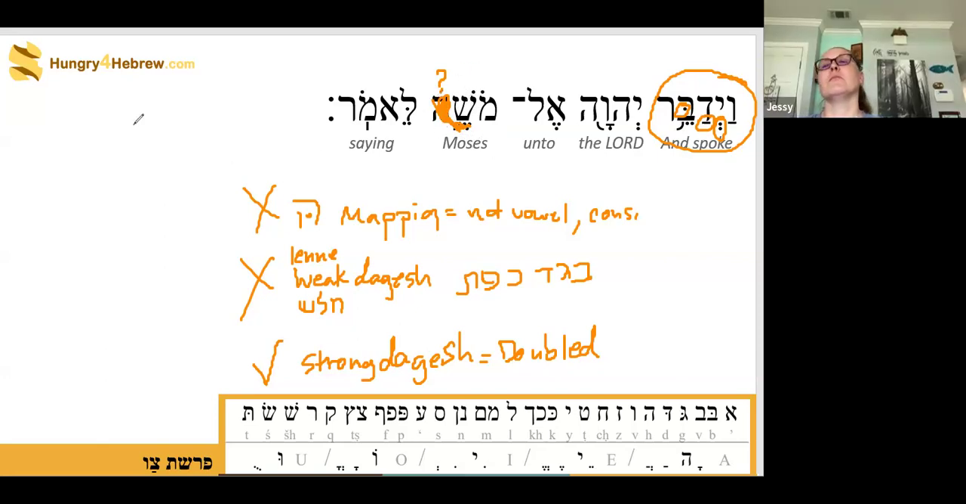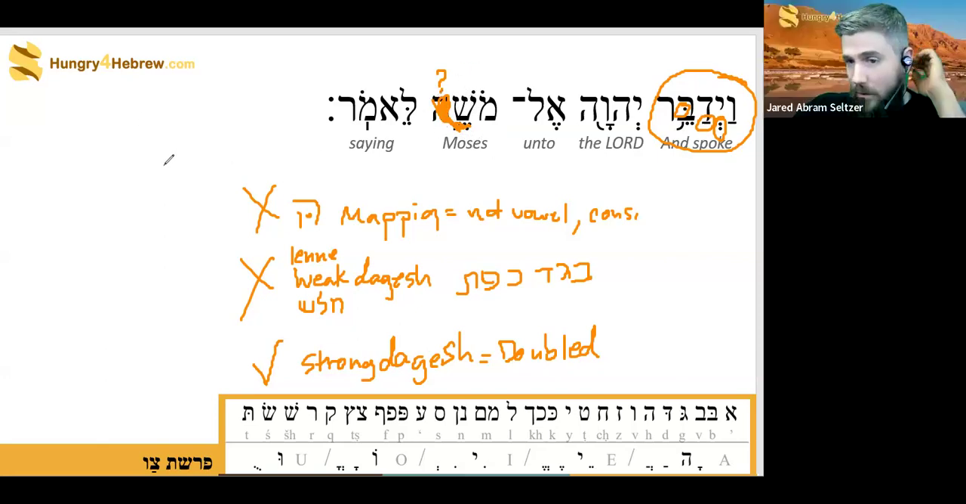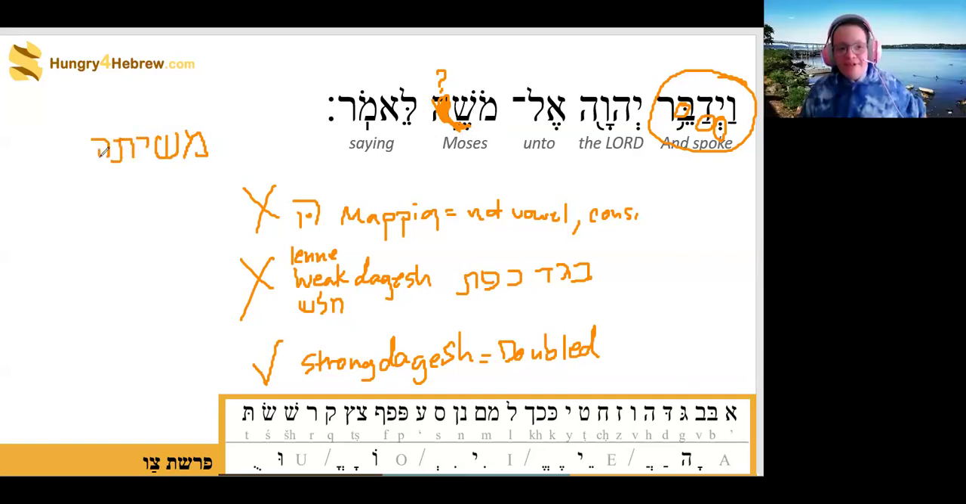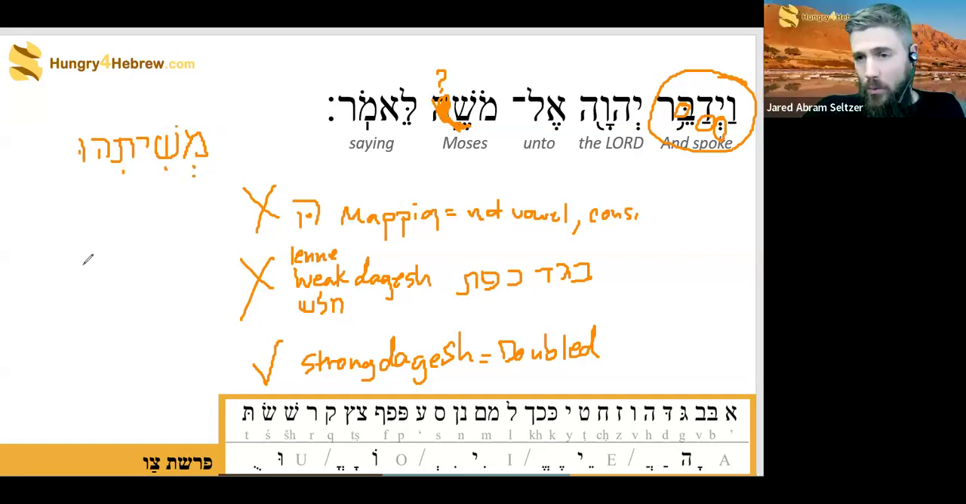But the root is Mem Shin Yod, and we know this because of when Pharaoh's daughter names him. She says, I'm going to name him Moshe because... Anybody remember? She drew him out of the water. Mishitihu is the verb. The hu is referring to him. That's our 3MS suffix, more like the original 3MS suffix.